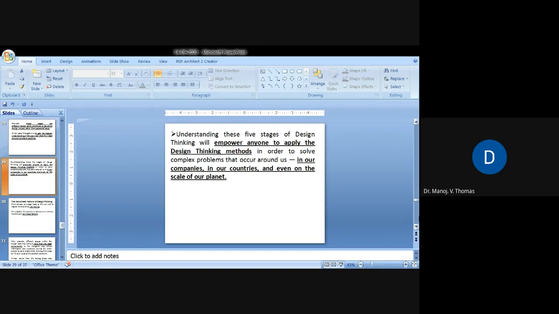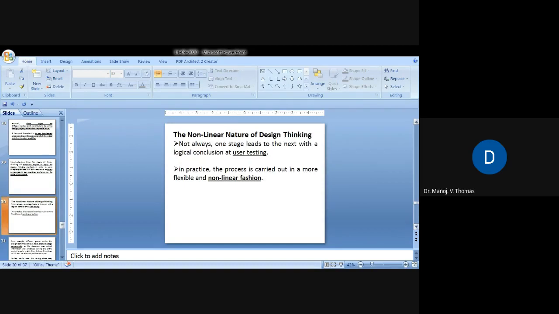It is important to understand the characteristics of design thinking. The non-linear nature of design thinking. One stage leads to the next stage with a logical conclusion at user testing. That is called linear, isn't it? But in the case of design thinking, it is not always like that. It's not always that one stage leads to the next stage, because you may skip a stage. From ideation you may directly skip the prototype. You may go to the test phase, or from the test phase you may go to the empathize stage. It is possible to explore different stages in any order. In practice, the process is carried out in a more flexible and non-linear fashion.